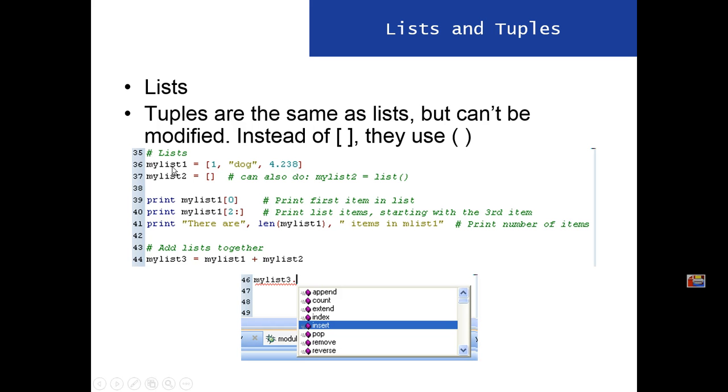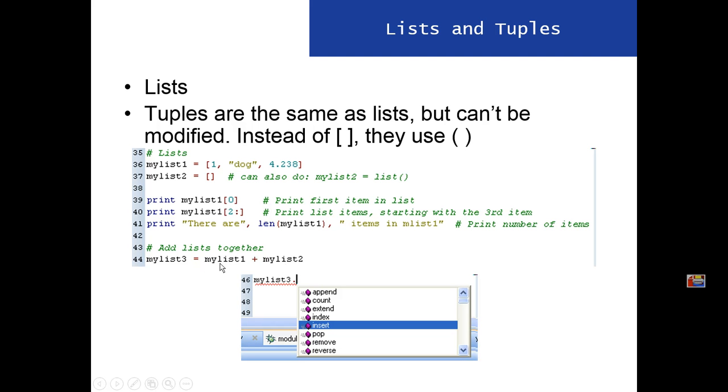So in the example over here, if I say my list is equal to 1, dog, 4.238, my list has 3 items in it, and in the 0th position I have 1. In the second position I have dog. In the third position I have a decimal variable. You can also declare a list with square brackets, and then you can print the items of your list similar to how you did it with the character. You can add to lists as shown here.